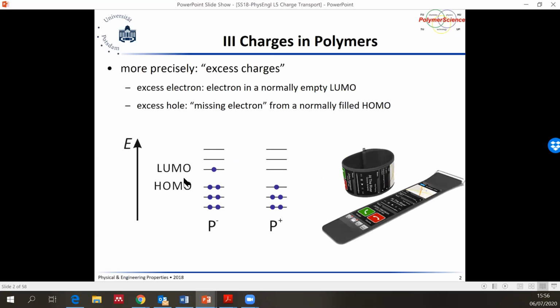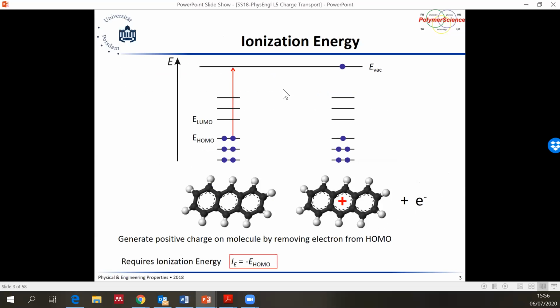How do we measure these HOMO and LUMO levels? We refer to ionization or electron affinity energies. So we always have to measure how much energy we have to put in to generate positive charge on a molecule by removing an electron from its HOMO compared to the vacuum level. This will give us the energy for the HOMO. The idea for a positive polaron is that we need to have a positive charge on the molecule, so we have to remove an electron from its HOMO.